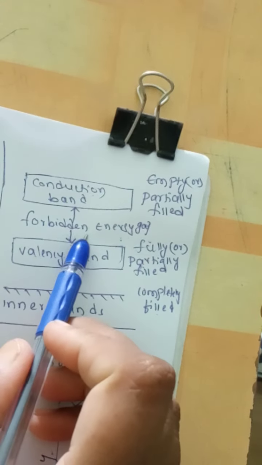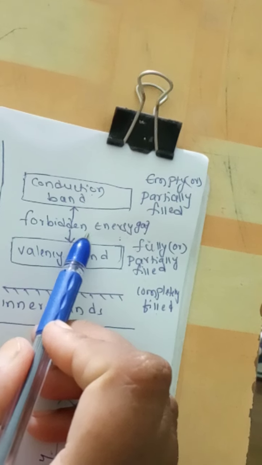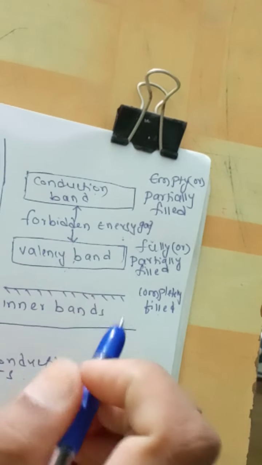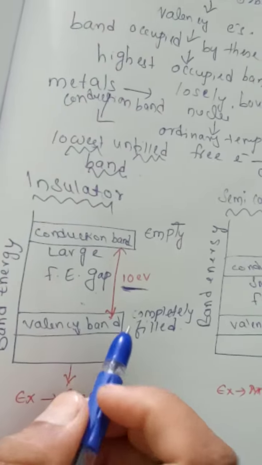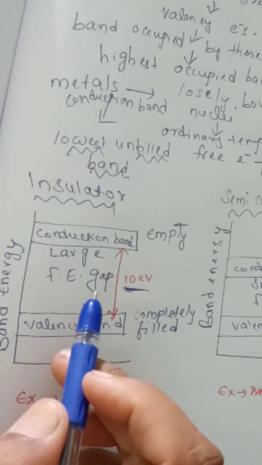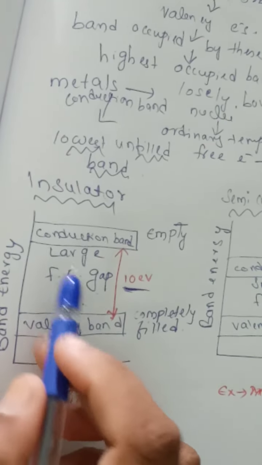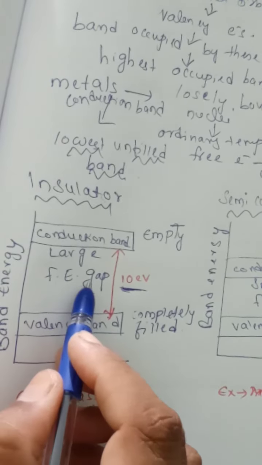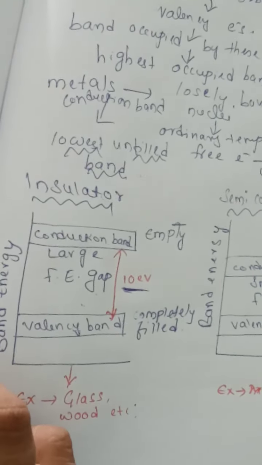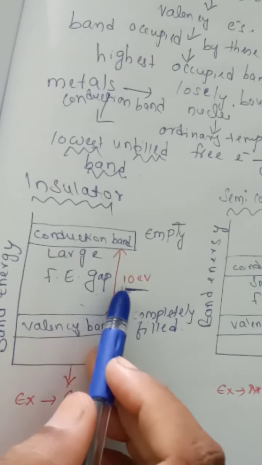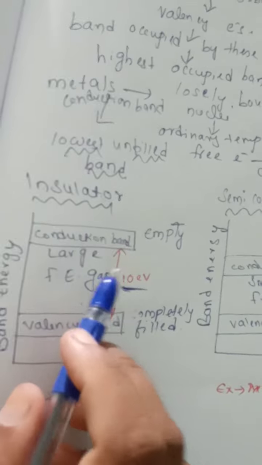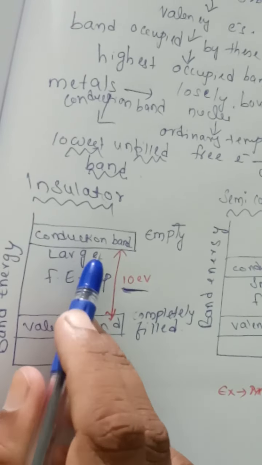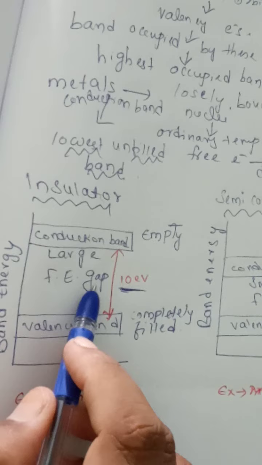Now depending upon this forbidden energy gap, let us define insulator, semiconductor and conductor. Firstly, let us look at insulator. Insulators are those substances which have a large forbidden energy gap, and this energy gap is of the order of 10 electron volt.